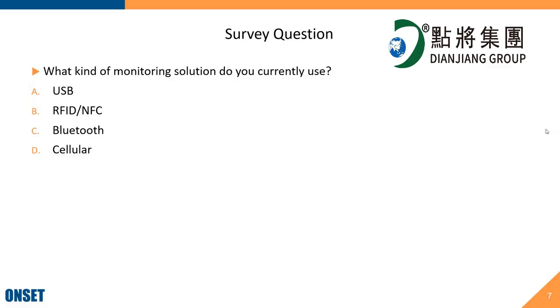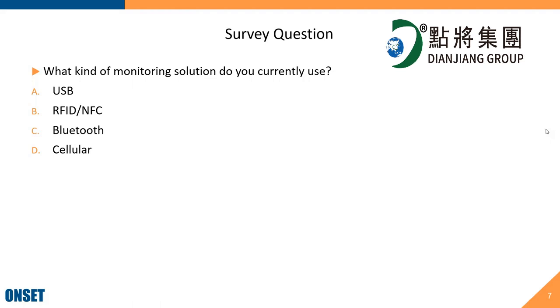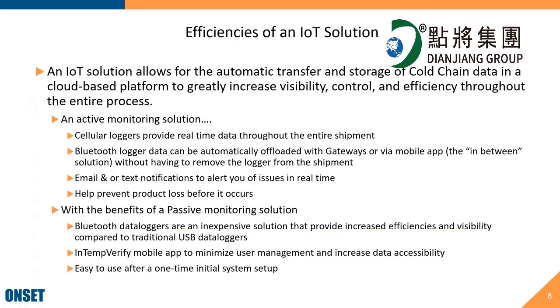All right, looks like, again, we have a bit of a mix here. Looks like the majority of responses saying they're using Bluetooth, which is great. We'll talk a lot about Bluetooth solutions in just a moment. Some are using cellular and some are using the traditional USB loggers. And again, of course, it's all about what makes sense for your applications and what you are really focusing on in terms of your supply chain goals. But hopefully what we'll show you today with our solution is that, again, we can meet all your goals and more. So let's talk about the efficiencies of an IoT solution.